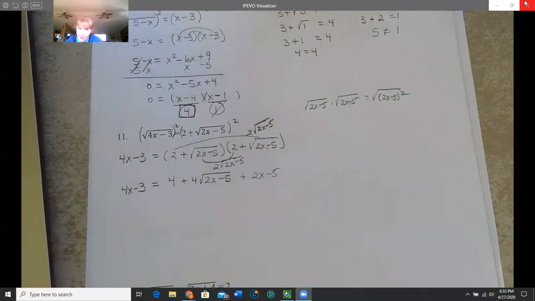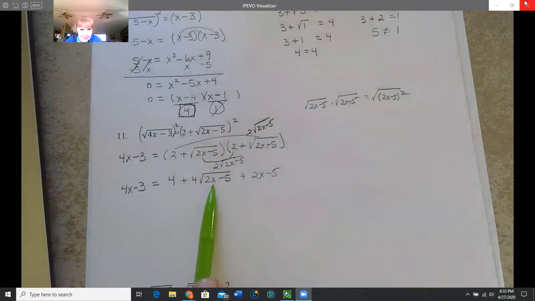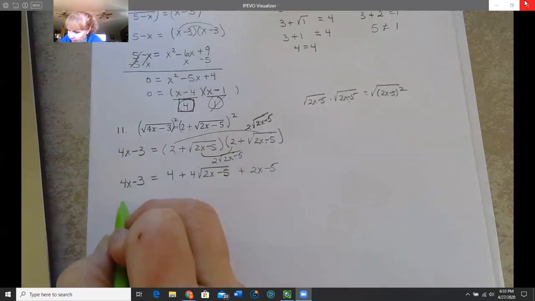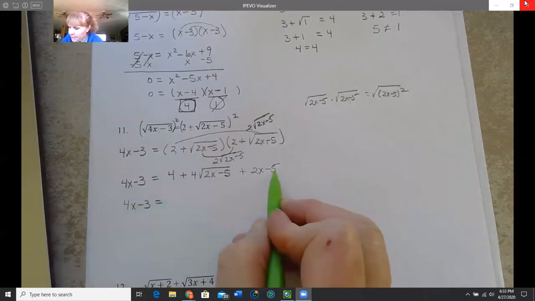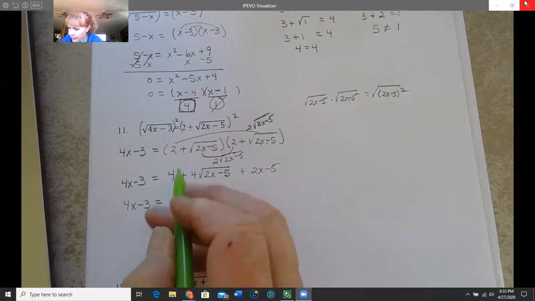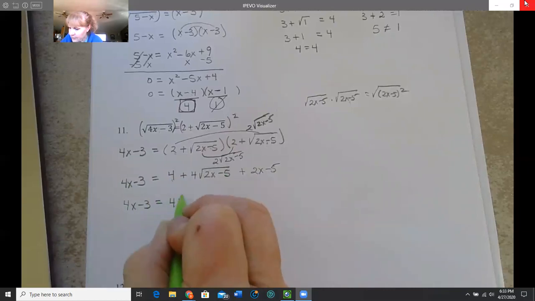Now, I still have a radical. So you're going to have to isolate this radical and then square both sides again. Let's go ahead and clean it up just a little bit. The -5 and the 4. So I've got this radical.